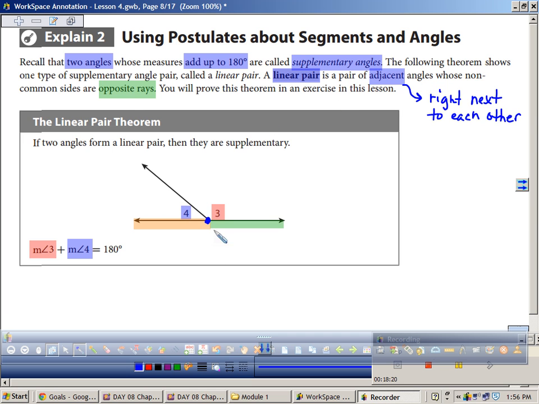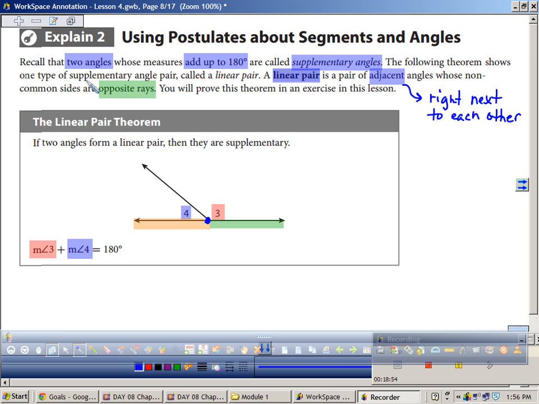The angles have non-common sides. If this is angle 3, does the green part of angle 3 have anything to do with angle 4? No. The green part of angle 3 has nothing to do with it. That's why they call it a non-common side. It does not have anything in common. And the orange part of angle 4 has nothing in common with angle 3. But if you talk about angle 3 and angle 4 together, these are opposite rays because they have a common endpoint and they're going in opposite directions. Okay?